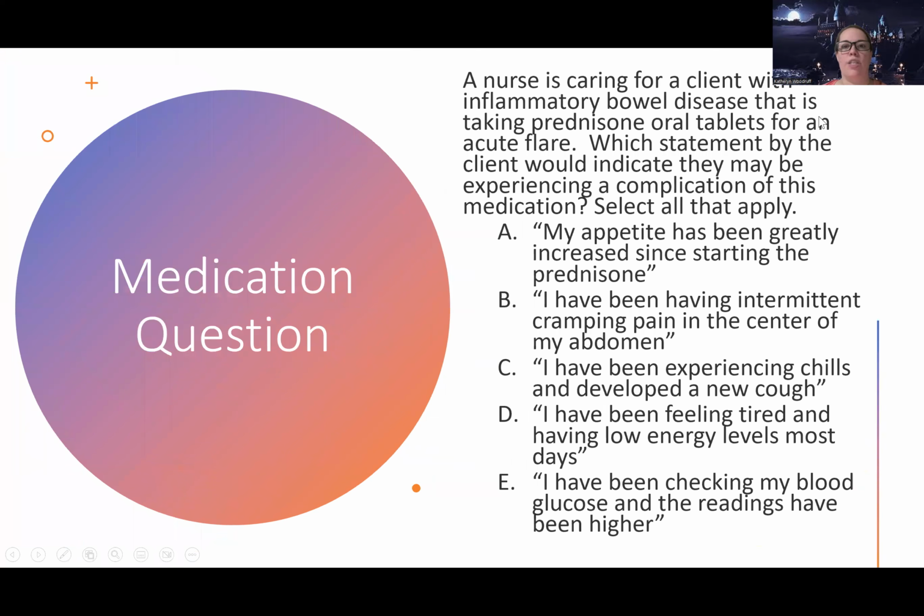So let's take a pause and do a question. A nurse is caring for a client with inflammatory bowel disease who is taking prednisone, which, remember, is a steroid. They're taking a steroid oral tablet for an acute flare. What statement, if made by the client, would indicate that they may be experiencing a complication of this medication? Select all that apply.